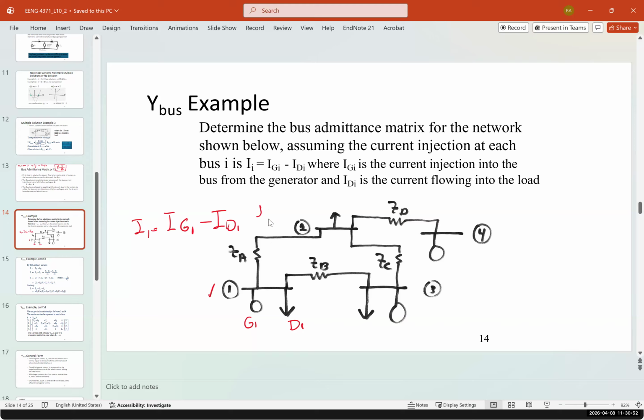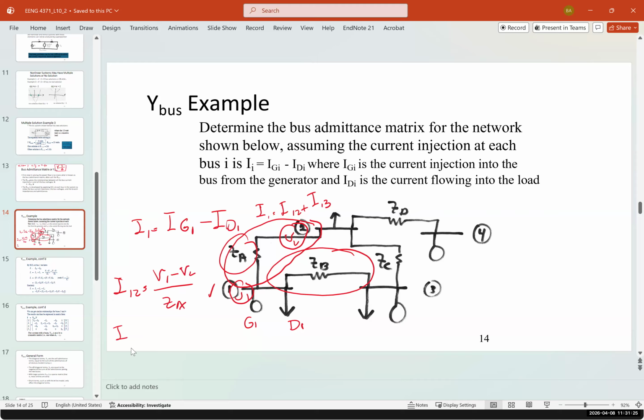Now I can write it like this as well. I1 would be equal to I12 plus I13. The current that is between bus number 1 and 2 and the current that is between bus number 1 and 3. So the current between bus number 1 and 2 is the voltage between 2 and 1, V2, V1, over its impedance ZA. So I12 would be equal to V1 minus V2 over ZA, and I13 would be V1 minus V3 over ZB.